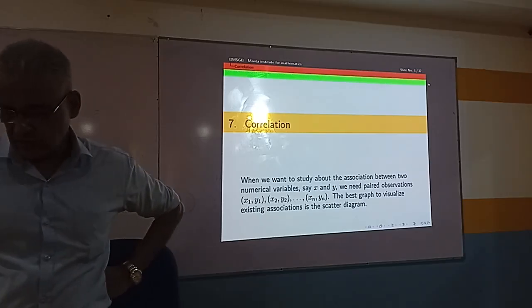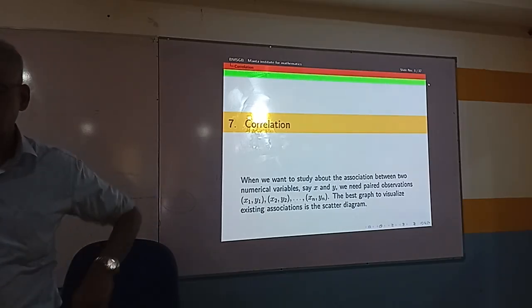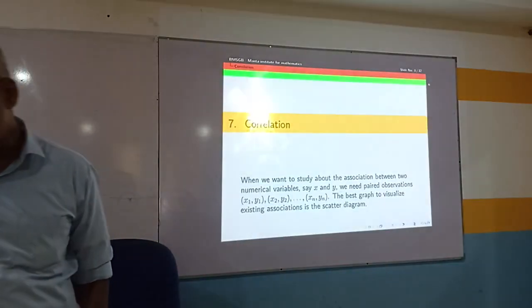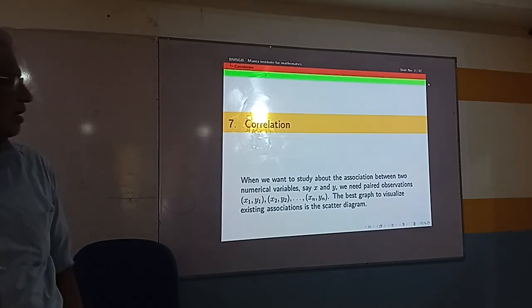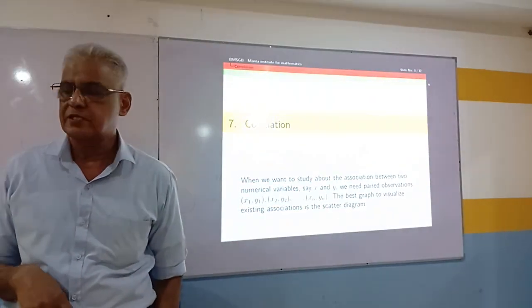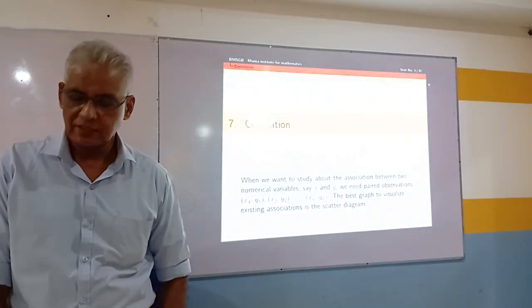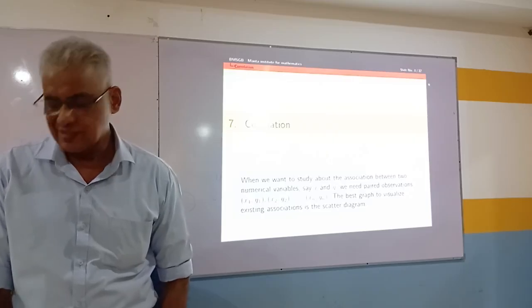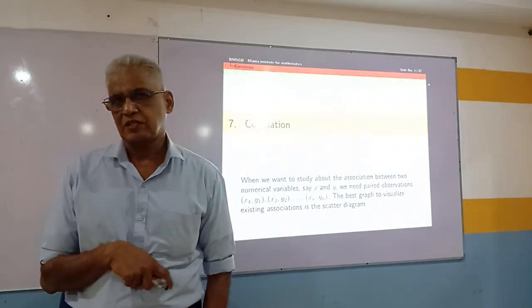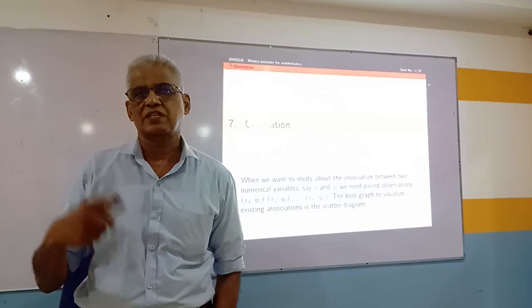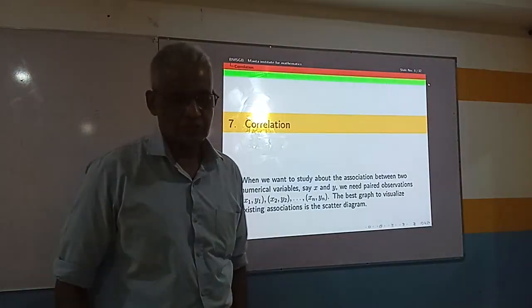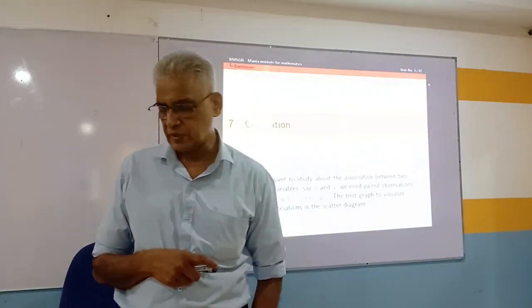In this section we mainly talk about the associations between two numerical variables, say for example x and y. X can be for example height and y can be weight. One might ask, is there any association between height and weight? If there is an association, what kind of association is it? There are different questions that people can ask.